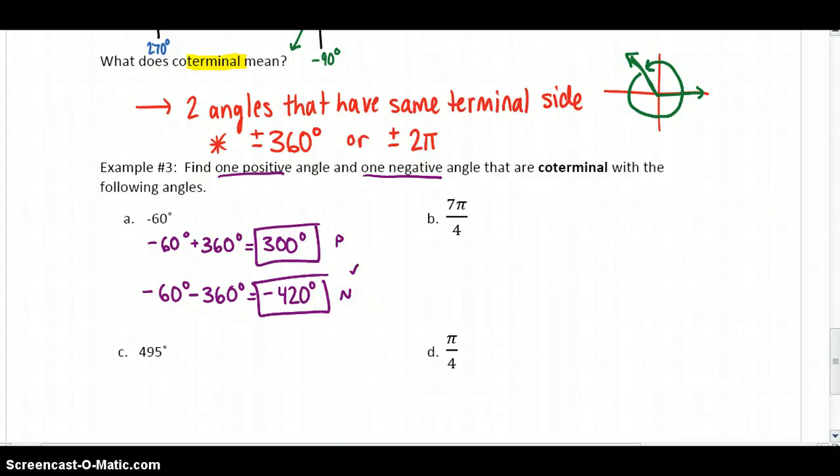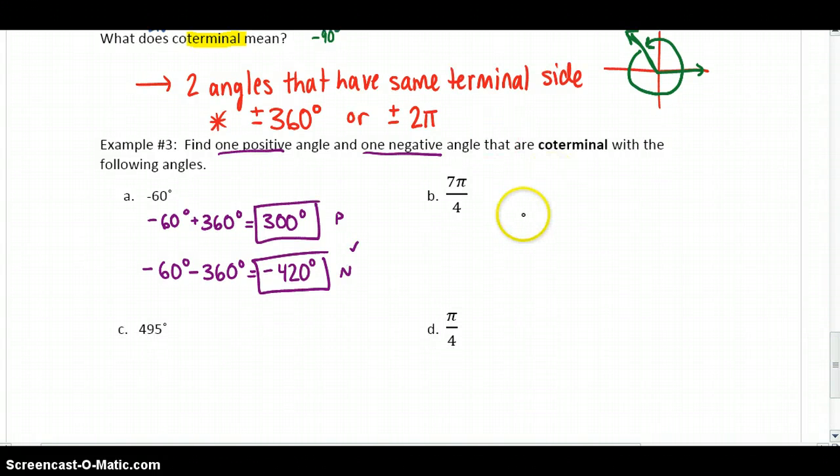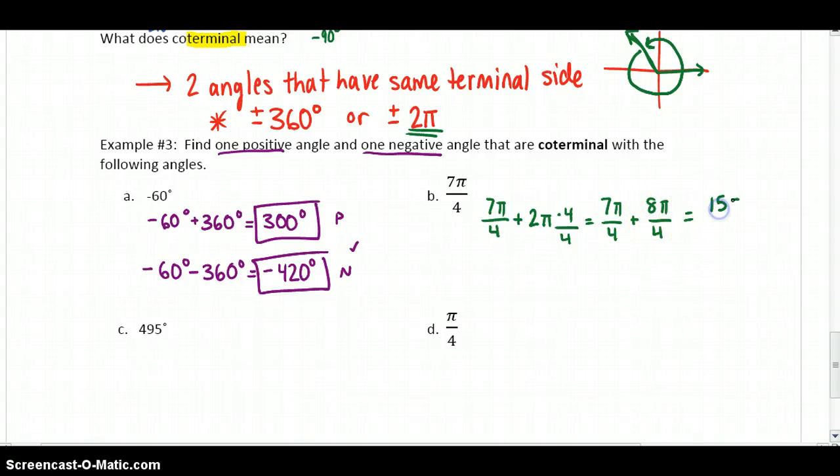Alright, let's try letter B, because that one is in radians. So, radians, same idea, but now we're going to be using our radian measure. So, 7 pi over 4 plus 2 pi. Well, if I want to add fractions, I need common denominators. So to get my denominator of 4, I'm going to multiply by 4 over 4. That would be 7 pi over 4 plus 8 pi over 4, which is 15 pi over 4. So there's my positive coterminal angle.